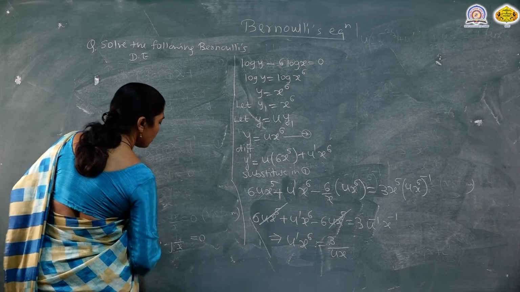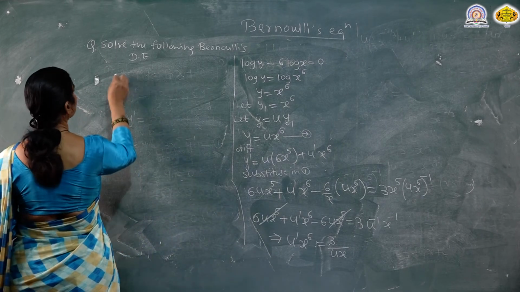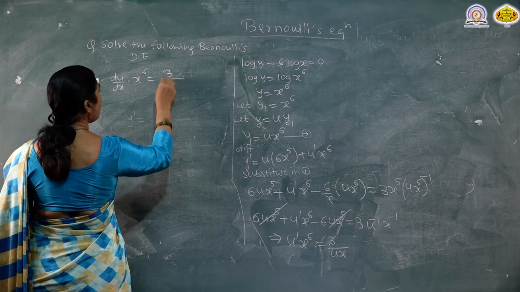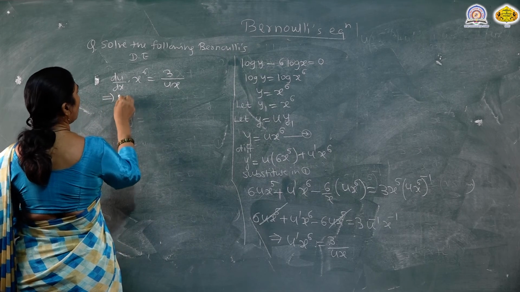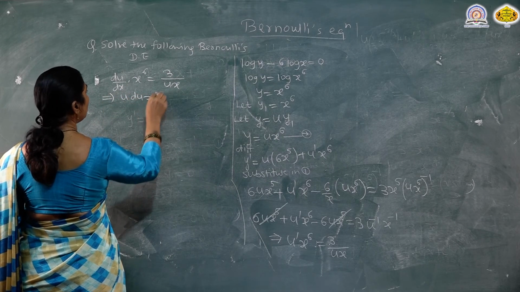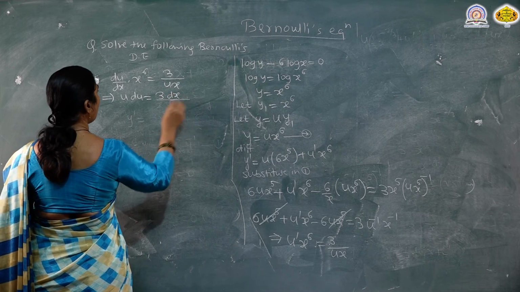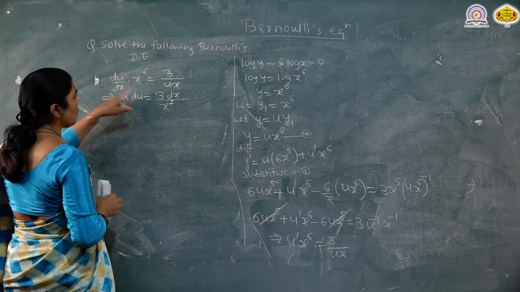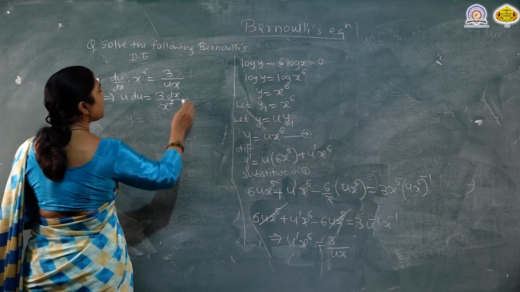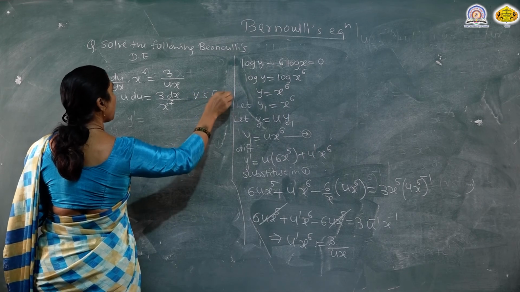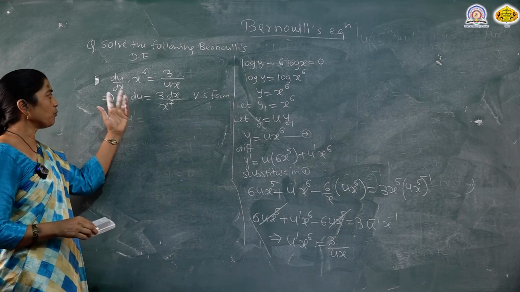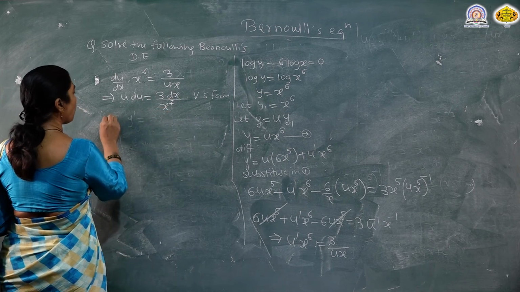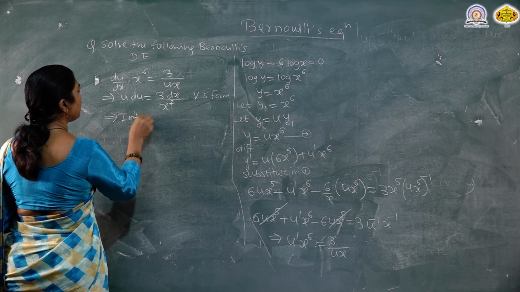That is du by dx into x raised to 6 is equal to 3 upon ux, or u du is equal to 3 dx upon x raised to 6 into x, which becomes x raised to 7. So we write this in variable separable form. Once we get variable separable form, with u variables together and x variables together, we integrate this.